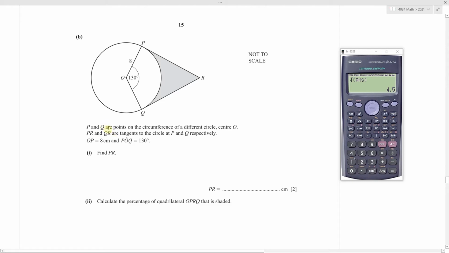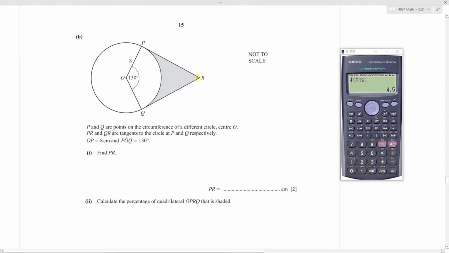Part B is P, Q are points on the circumference of a different circle. Center O. These two are tangents to the circle. OP is 8. This angle is 130 degree. Find PR. So PR is this length here.